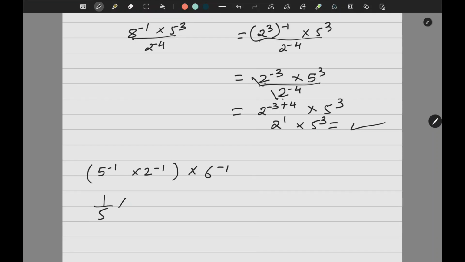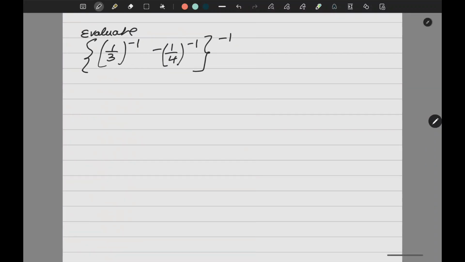Here 1 by 5 into 1 by 2 into 1 by 6. So 1 upon 5 to the 10, 60, answer. Okay, so just check if base and base is same, there is one way, exponent law. If power is same, there is one way. If all are different, just solve it normally. Look at this question now.